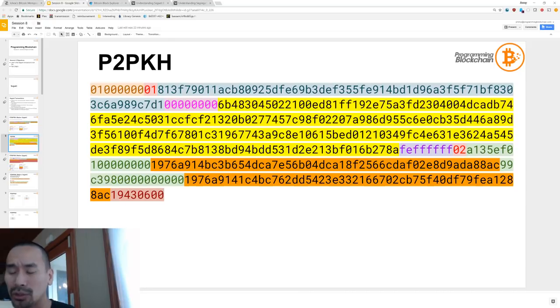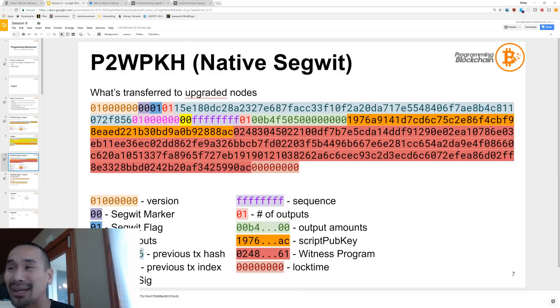As far as actual upgraded nodes, this is what the actual transaction looks like. That yellow part has gone over into this, I don't know what color to call this, like maroon part. You can see that a lot of the same data that was in the yellow part is now in the maroon part, and this is what you call the witness program, and this is what's sent to upgraded nodes. These are the actual transactions, so this is what's calculated for actual block size.